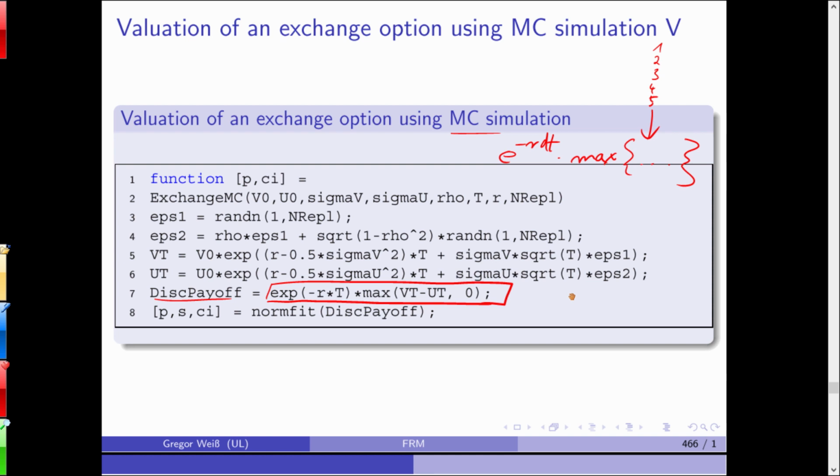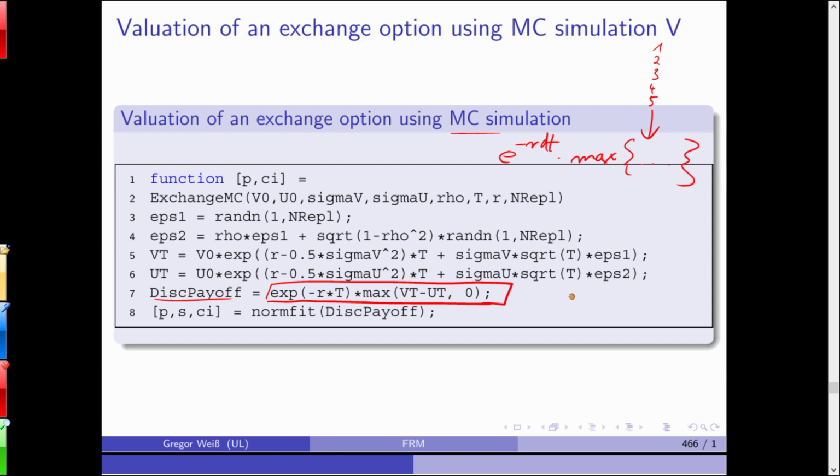is referring to the discounted average payoff. So not the average, but first the discounted payoff. So we'll take the payoffs of the option, which is the maximum of VT minus UT or 0, and then we discount it in this continuous time. So exponential function of minus r times capital T, that is just the discount factor. So discPayoff is a vector of nRepl times the discounted payoffs of the option. And then normally we would just take the average, mean of discPayoff.